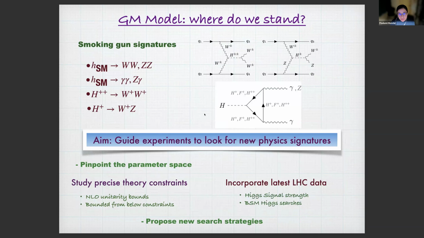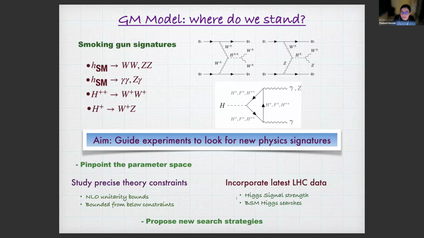So we want to revisit the Georgi-Machacek model, and we want to pinpoint the parameter space. To do that, we want to study precise theory constraints, like the perturbative unitarity bound and the bounded from below constraints, more precisely, and also incorporate the latest LHC data, like Higgs signal strength, BSM Higgs searches, and I forgot to mention, flavor physics constraints as well.